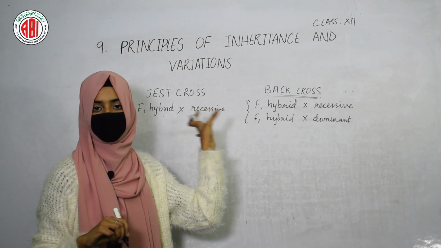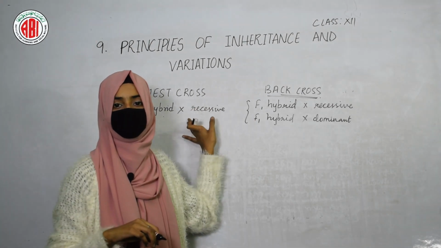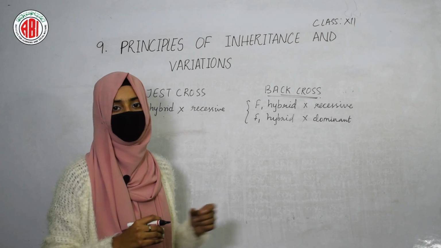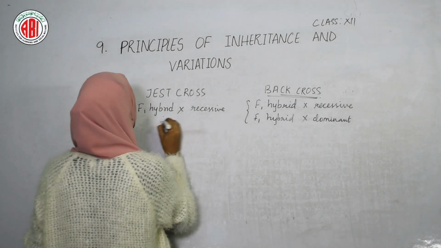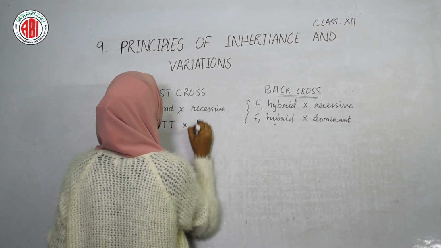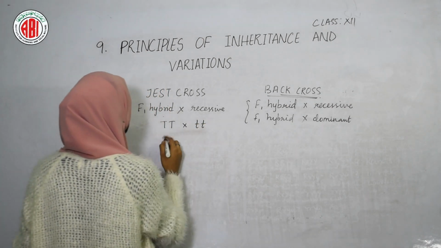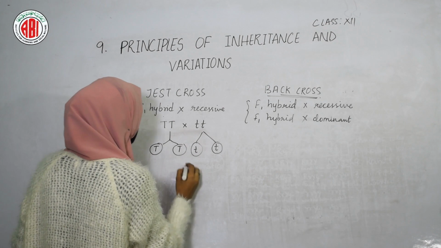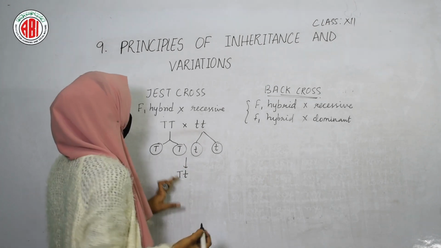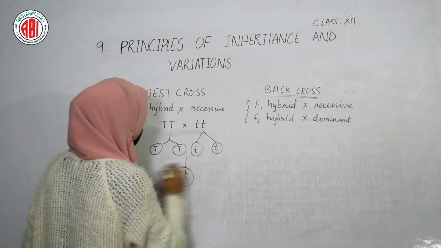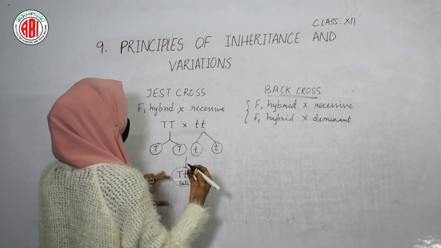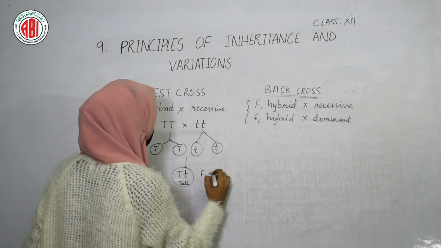The purpose of the test cross is to know the genotype of the unknown one. So here let us take first the pure parental generation, then gamete formation will take place, and we will get all the offsprings in the F1 generation with the dominant character, that is tall. All the offsprings of the F1 generation will be tall.